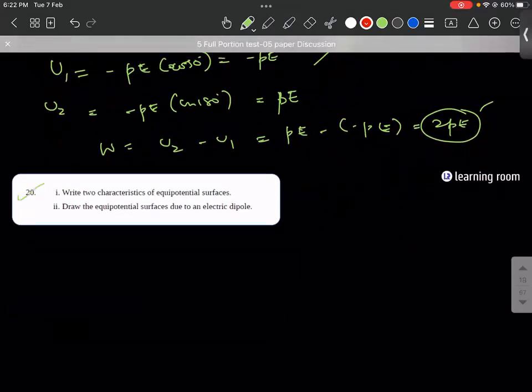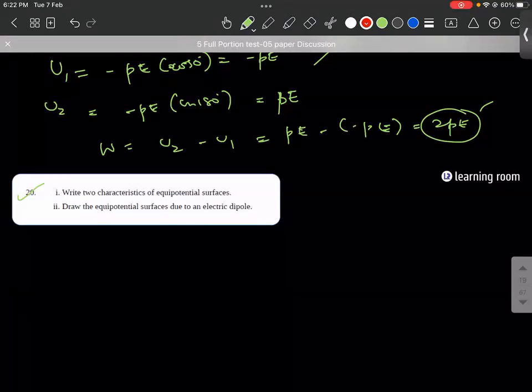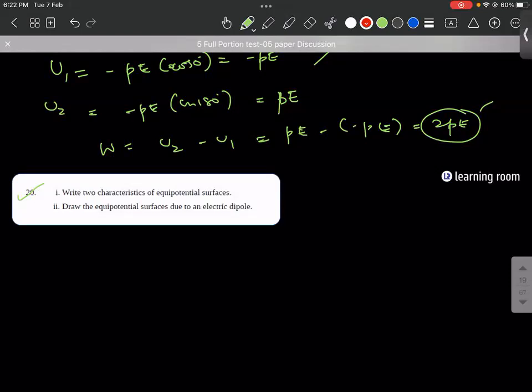Question 20. Write two characteristics of equipotential surfaces. So what are the two characteristics? They never intersect. It's the same as electric field lines, they never intersect. Equipotential surfaces are perpendicular to the electric field. So the electric field and the equipotential surface are always perpendicular to each other.